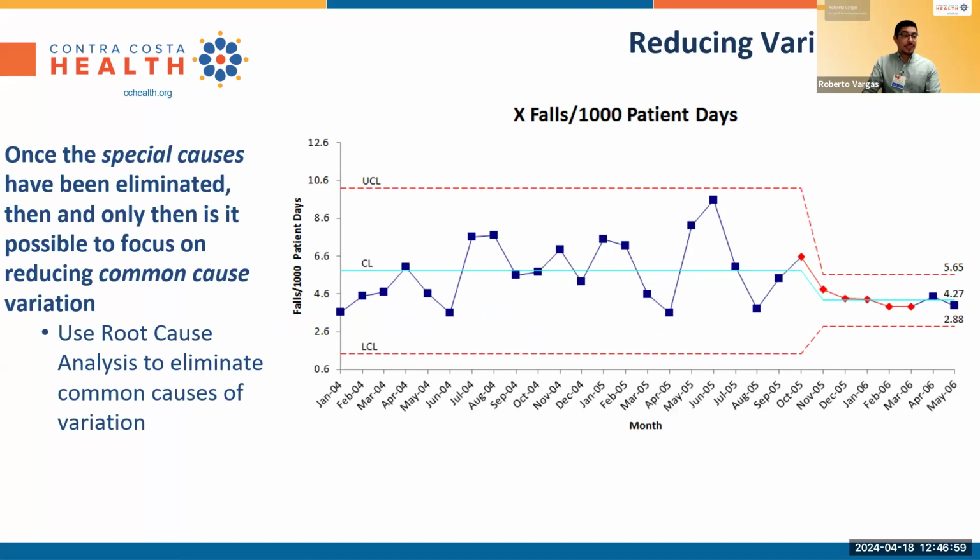So actually, I think I spoke too soon. This one talks about that adjustment. Once the special causes have been eliminated, then and only then is it possible to focus on reducing common cause variation. All right.